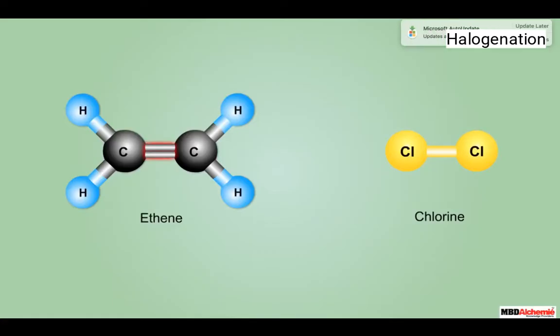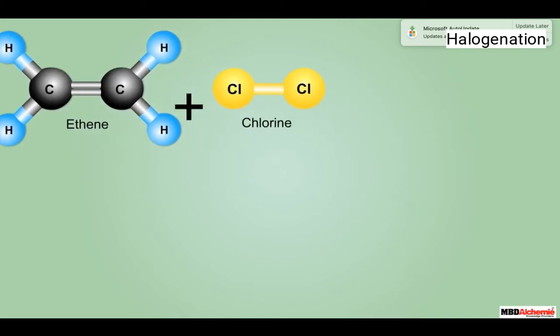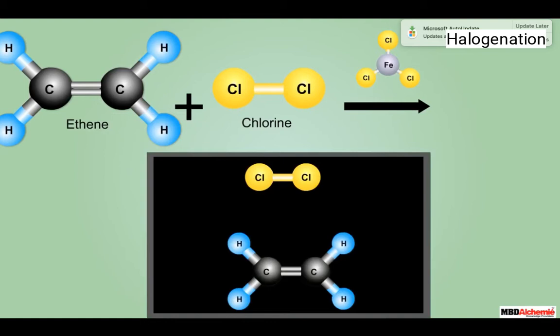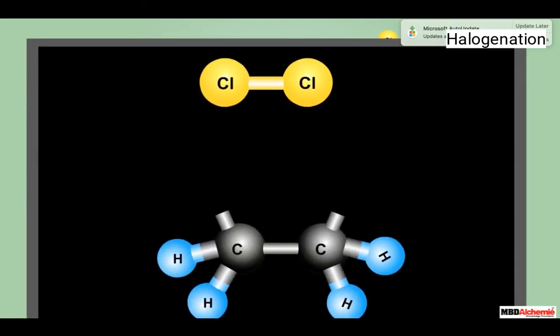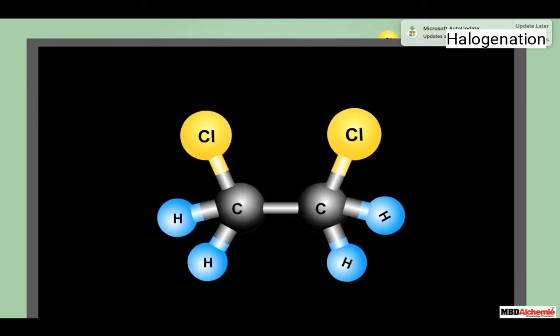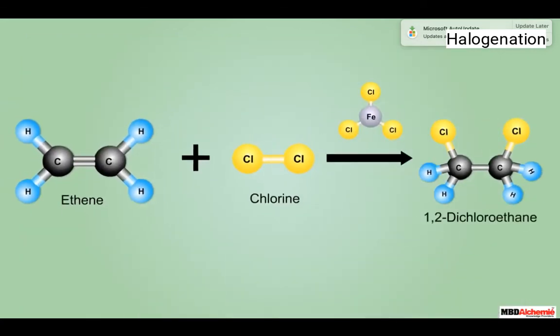The presence of the double bond makes ethene quite reactive. When we add chlorine to ethene in the presence of ferric chloride, the double bond of ethene breaks partially. The two carbon atoms, in turn, combine with one chlorine atom each, thereby completing their valency. The compound so formed is 1,2-dichloroethane, and it is a saturated compound.